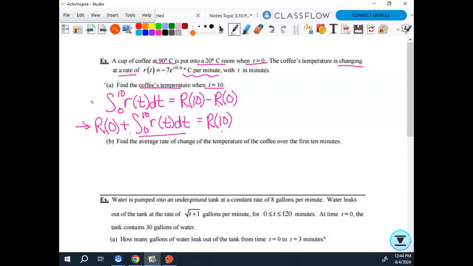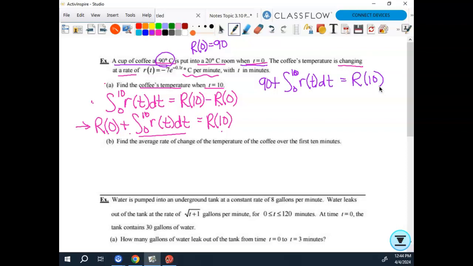All right, do we know R of 0? 90 or 20? Which one? The cup of coffee is 90 degrees Celsius when t equals 0. So they put both of those in there, make sure you're paying attention. So R of 0 is equal to 90. Okay? So that means I get 90 plus the integral from 0 to 10 of r of t, that looks like a 16, r of t dt. That's going to equal R of 10, which is what I want.